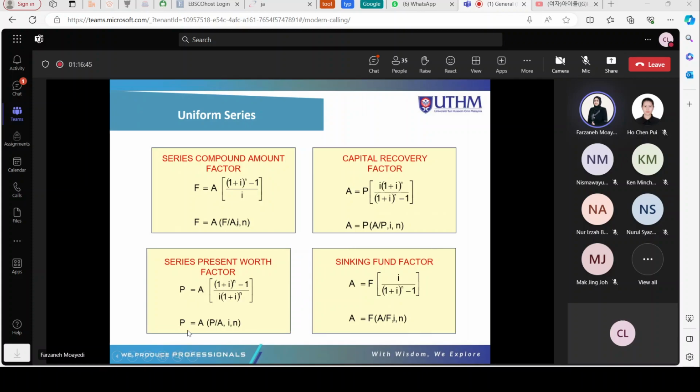The third one is the series present worth factor. So we have P. You want to calculate the present value of a uniform series with the interest and duration.